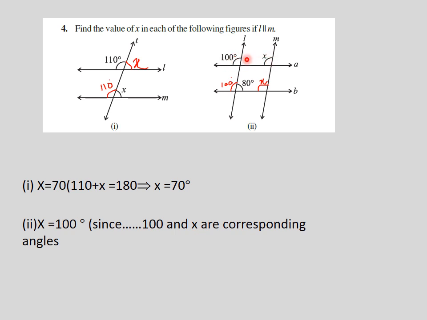These two are also corresponding angles. Because these are parallel lines, these two must be equal. This happens only when the lines are parallel. The corresponding angles will be equal only when the lines are parallel.